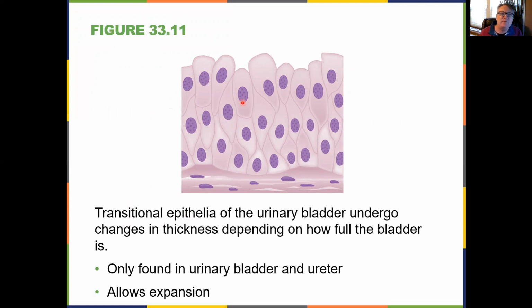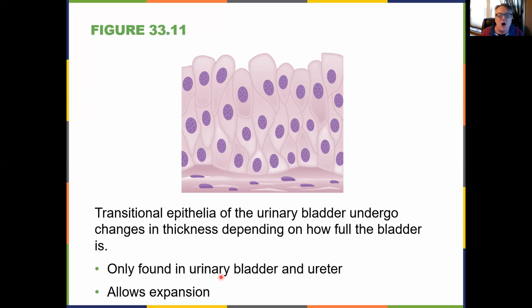This is the type of epithelial cell tissue that lines, for instance, the urinary bladder, because as you realize, the bladder has to expand as it fills with urine, and then it becomes smaller as you urinate. And so therefore, the bladder has to be very flexible. That's where you're going to find it.